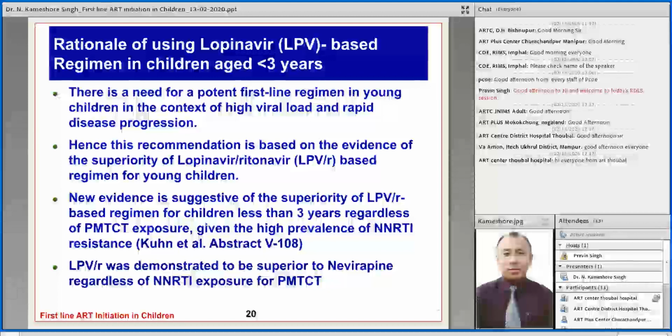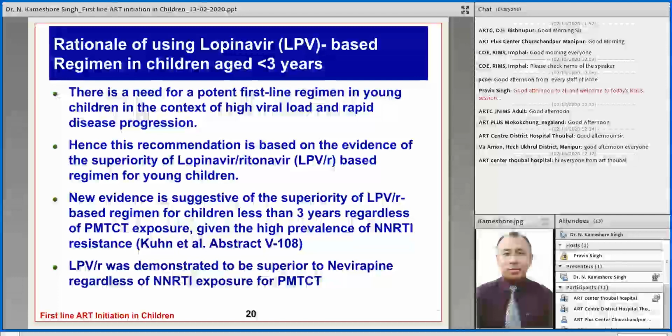The rationale of using lopinavir-based regimens in children less than 3 years is the need for a potent first-line regimen in young children, in the context of high viral load and rapid disease progression. Hence this recommendation is based on the evidence of superiority of lopinavir-ritonavir-based regimen for young children.